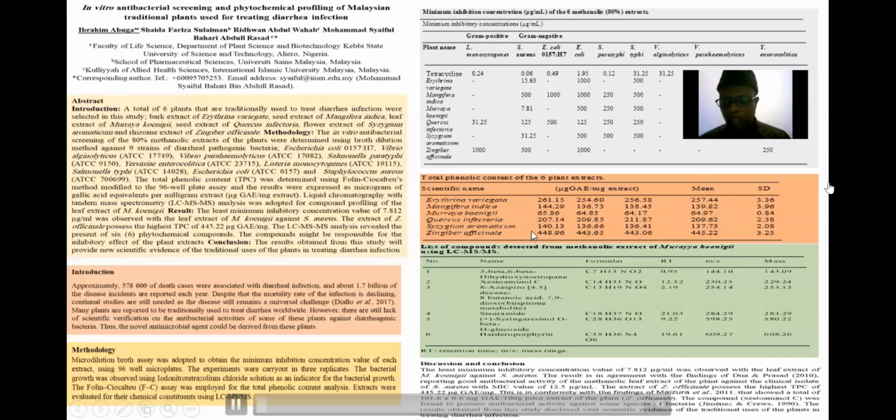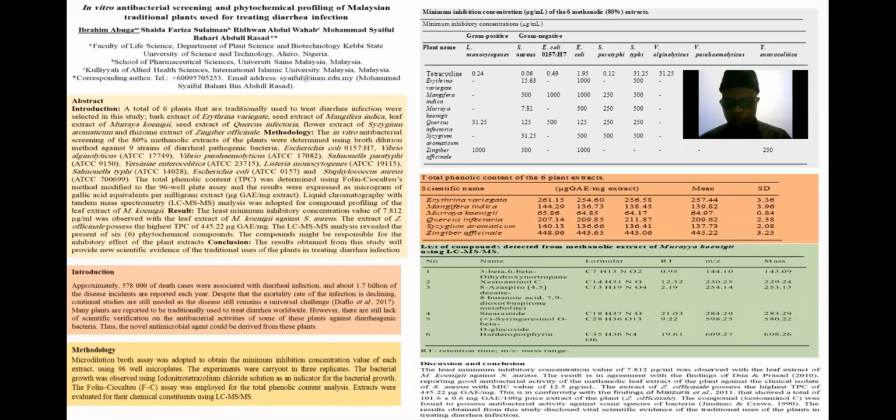Assalamualaikum warahmatullahi wabarakatuh. My name is Ibrahim Abuga. I'm here to present my poster presentation. The title of my research is In Vitro Antibacterial Screening and Phytochemical Profiling of Malaysian Traditional Plants Used for Treating Diarrhea Infection. Introduction: antibiotic resistance associated with diarrhea disease is a serious case that remains a stimulating situation to health professionals in developing and developed nations.